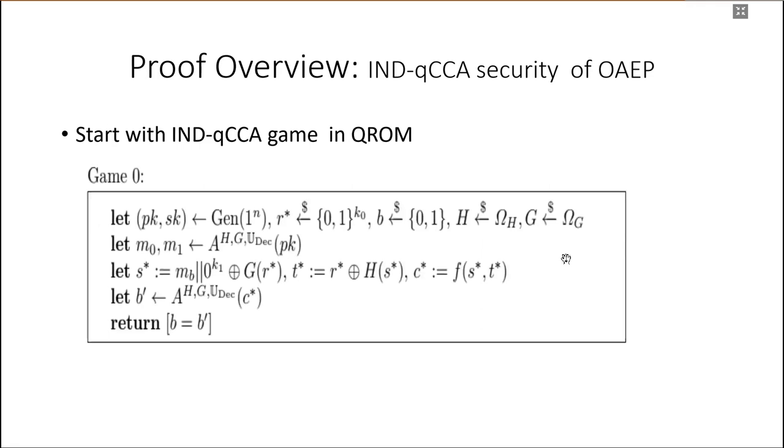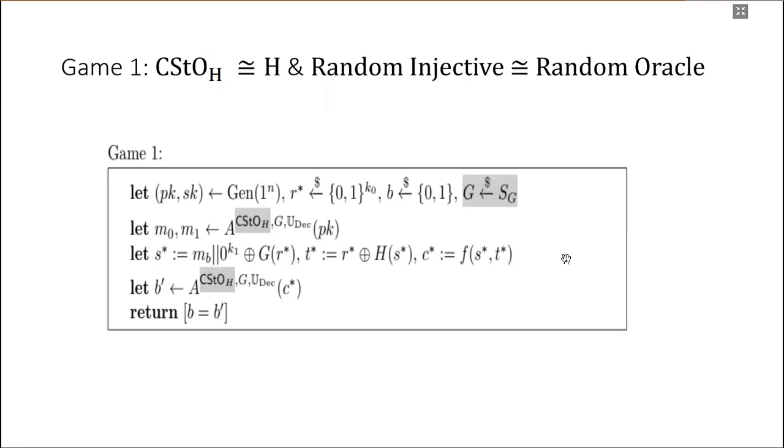Game zero is the QCCA game in the quantum random Oracle model. The first step is for assigning the random elements, and the rest is the attack, in which A wants to guess the bit b that is chosen randomly by the challenger. In game one, the random oracle H is replaced with the compressed standard oracle H, and the random oracle G is replaced with a random injective function. Since these replacements are indistinguishable for a polytime quantum adversary, the two games, 0 and 1, are indistinguishable.